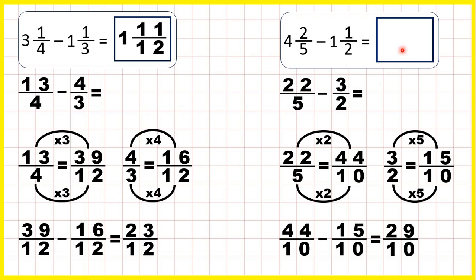If we want to turn that back into a mixed number, we can divide. 29 divided by 10 is 2, remainder 9, and the denominator stays what it is here, so that's over 10, so our answer is 2 9/10.